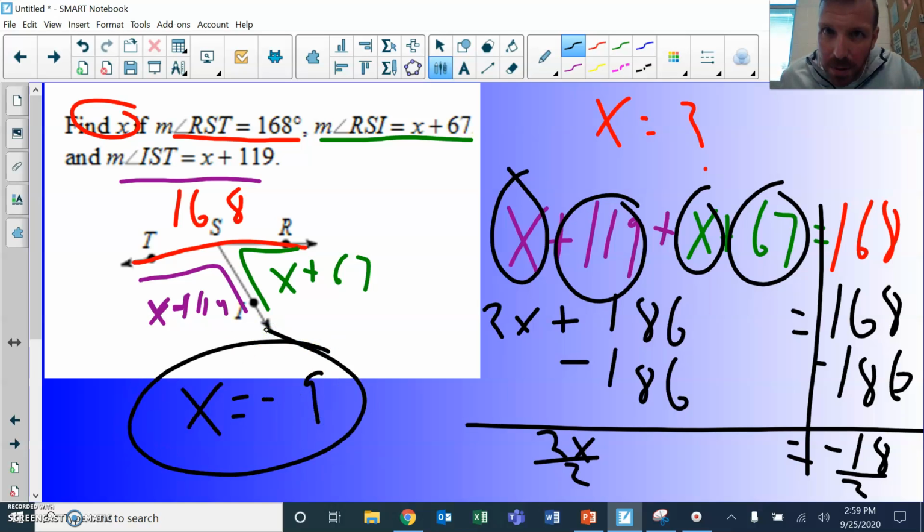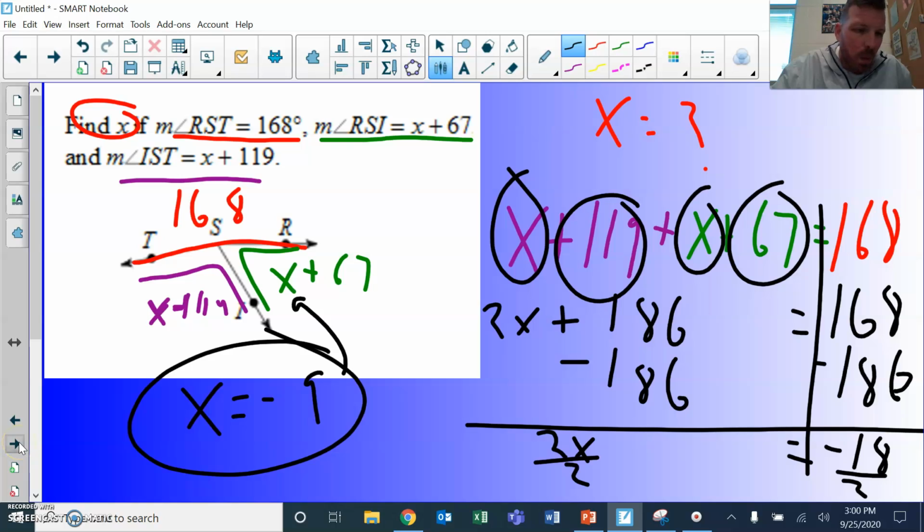Now listen, x can be negative 9, right? But if I plug it back in and I want to find a missing measurement, well, guess what? The angle can't be negative, the angle has to be positive. If I plug this back in and it's negative, then that means you've done something wrong in your algebra, okay? But right now, if I plug that back in, it'll give me a positive answer. So we're good. We're Gucci.